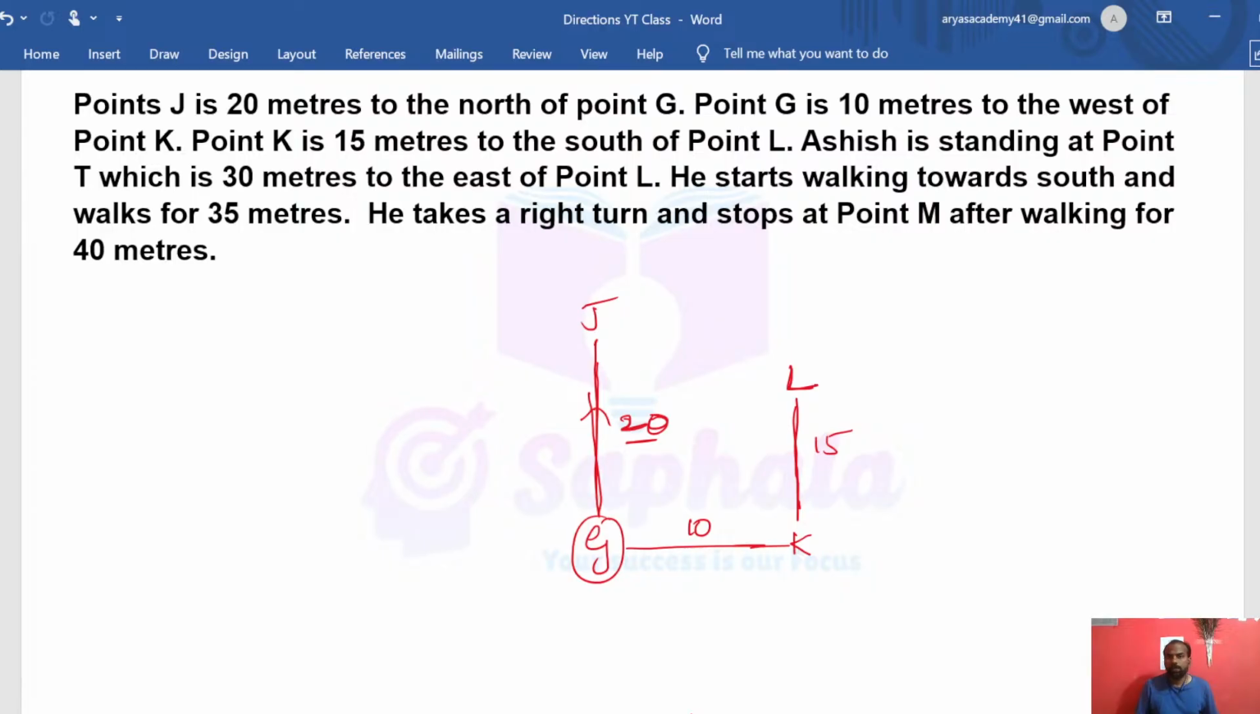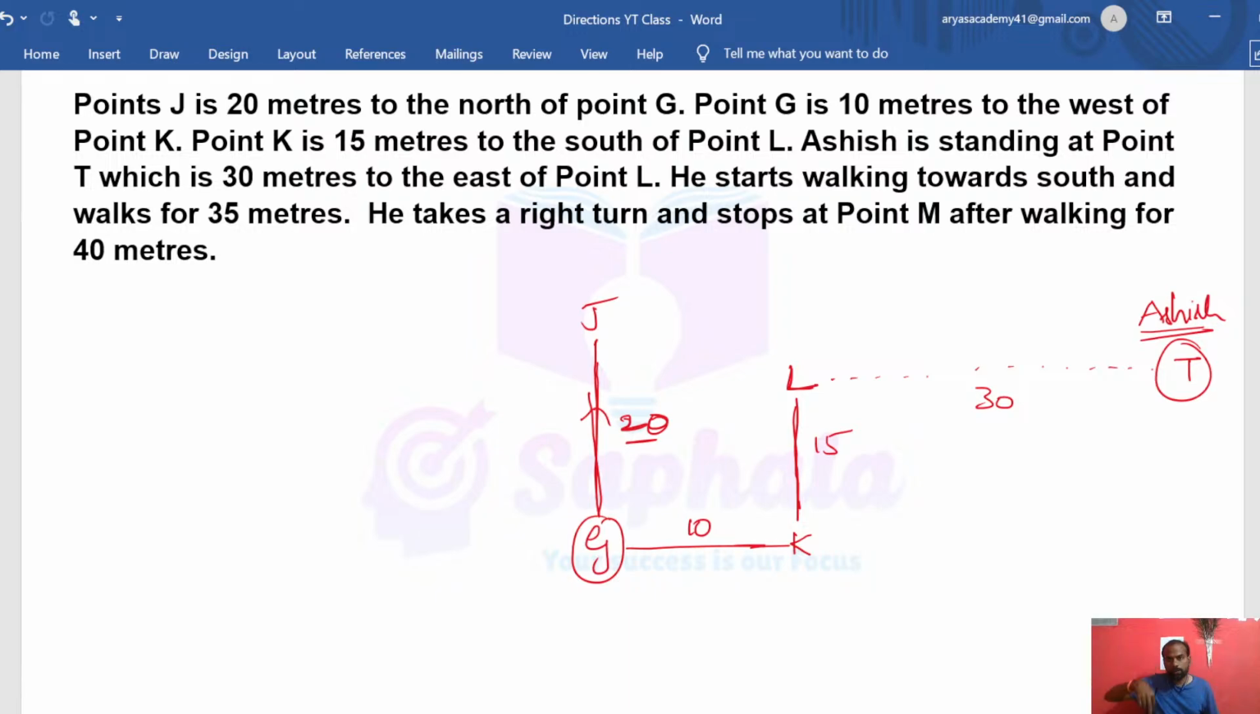Ashish is standing at point T, which is 30 meters east of point L. East ಈ ಕಡೆ point L ಇಂದ 30 meters ಆಯ್ತಾ. 30 meters ಈಸ್ಟ್ ಹೋದ್ರೆ ಈ ಕಡೆ ಪಾಯಿಂಟ್ T ಅಂತ ಇದೆ. ಈ ಕಡೆ ಯಾರು ನಿಲ್ತಿದ್ದಾರೆ? ಆಶೀಶ್ ಅನ್ನ ಹುಡುಗ ನಿಲ್ತಿದ್ದಾನೆ. Point L. Okay, then he starts walking.